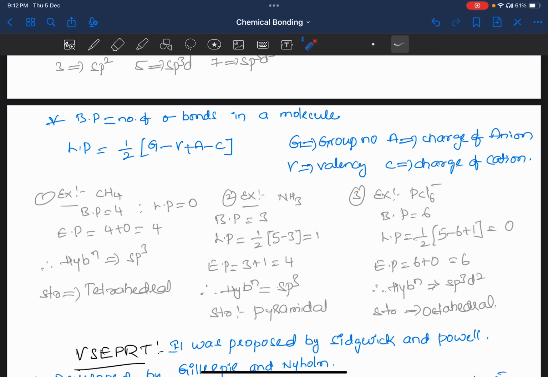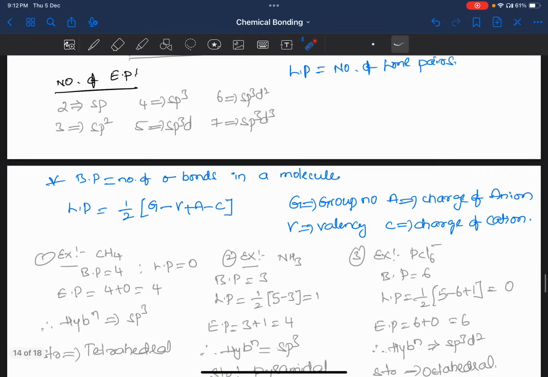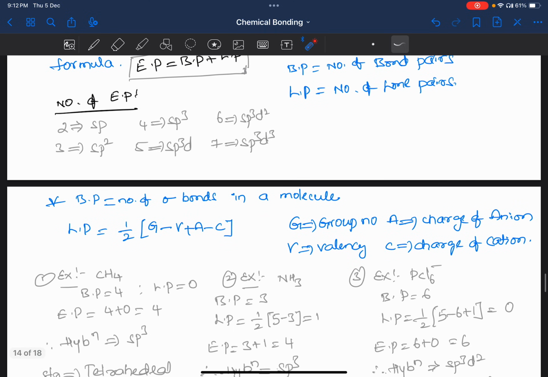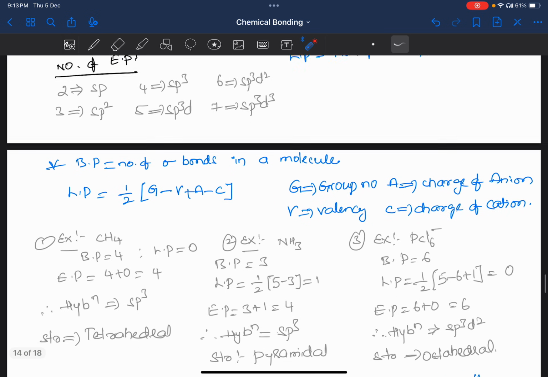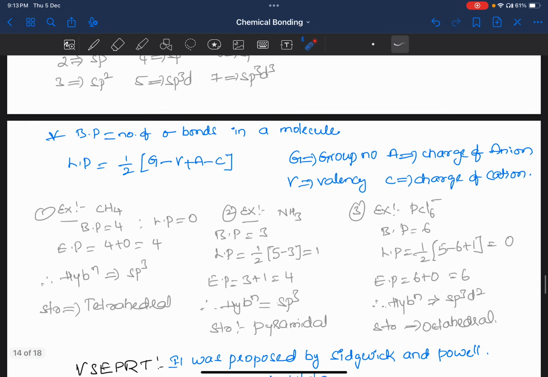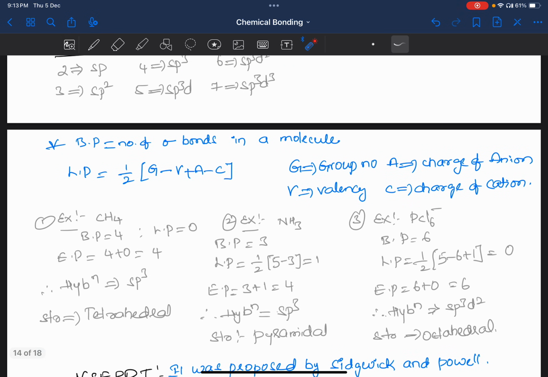So this is about hybridization and how we find out hybridization in each molecule or ion when it contains one central atom. That's why these formulas are important and it is an easy way to find out the hybridization. For objective purposes, only these parts are useful.